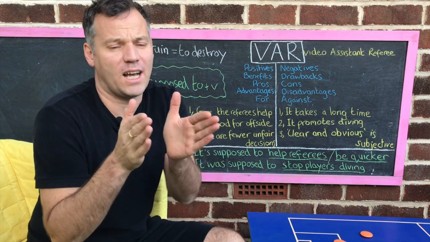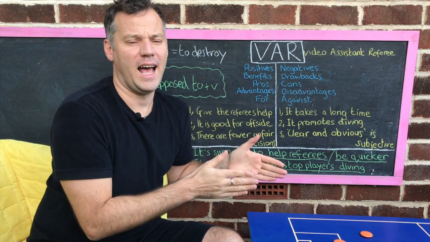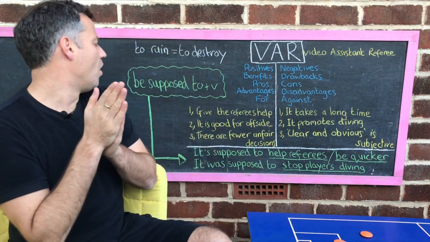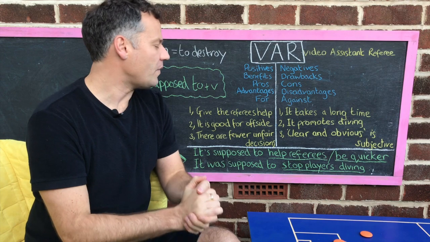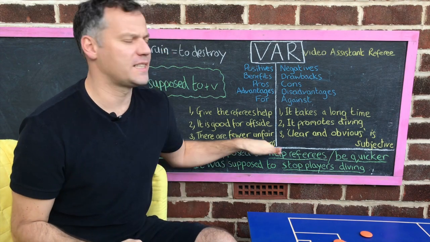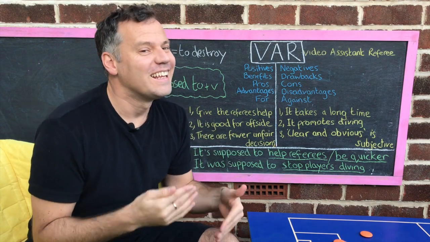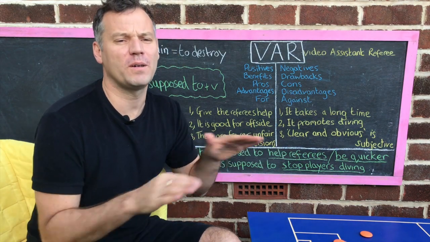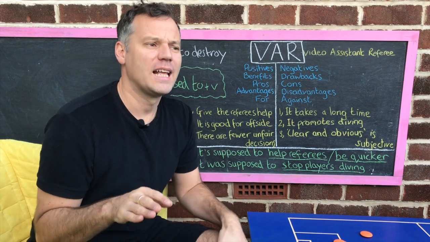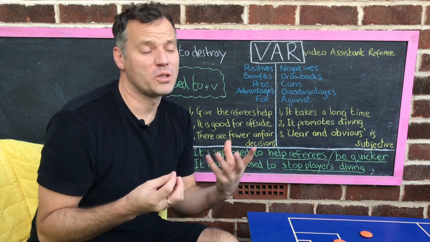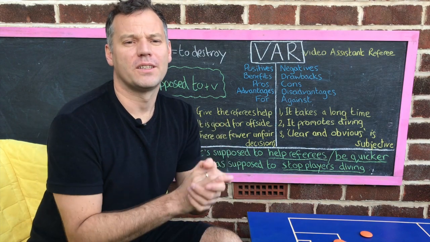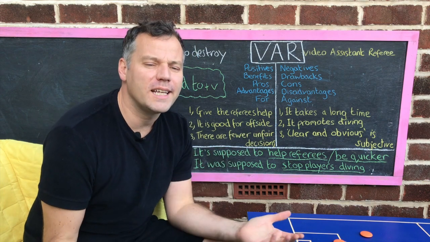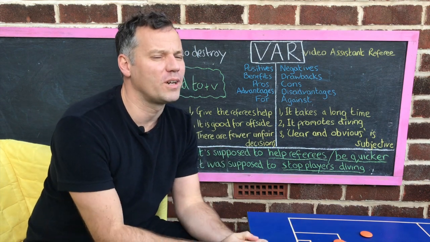It's black or white. It's either onside or offside. And VAR is very objective in that way, that decision. Okay, and number three, there are fewer unfair decisions. So it's supposed to be that there are fewer unfair decisions, fewer mistakes, basically. So with VAR, it's supposed to help the referees make decisions, so there will be less mistakes. But does that really happen? I don't know. I'm not sure, really.